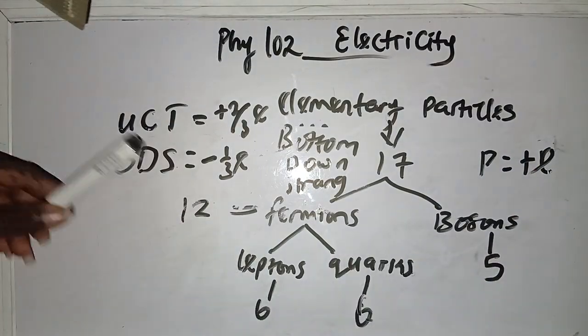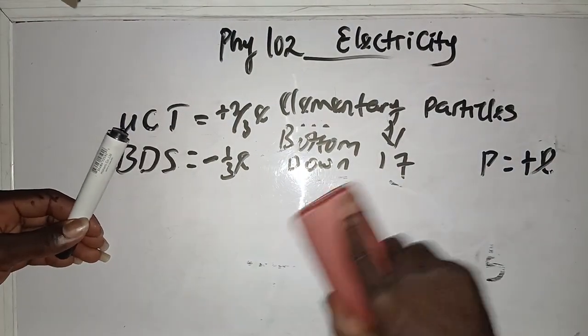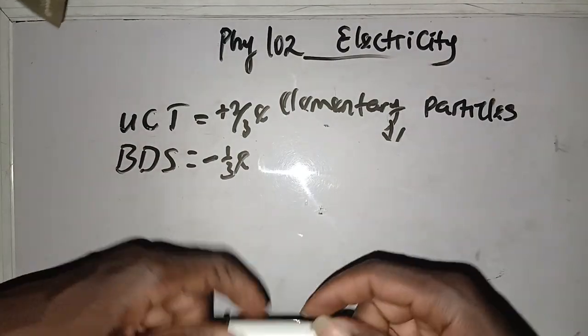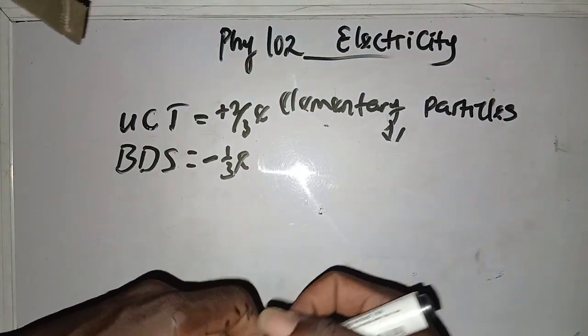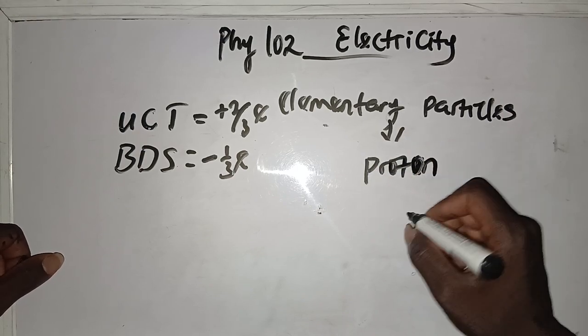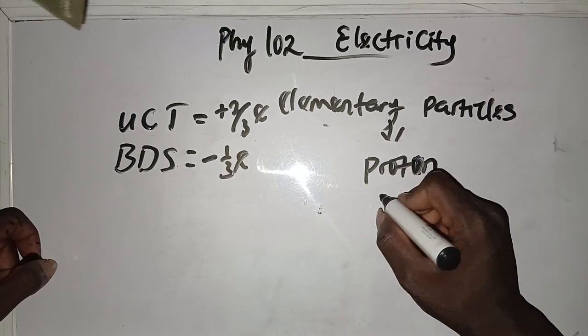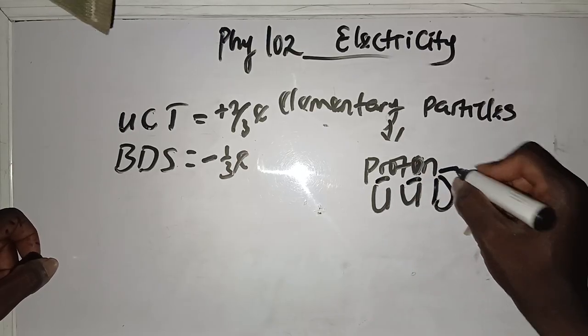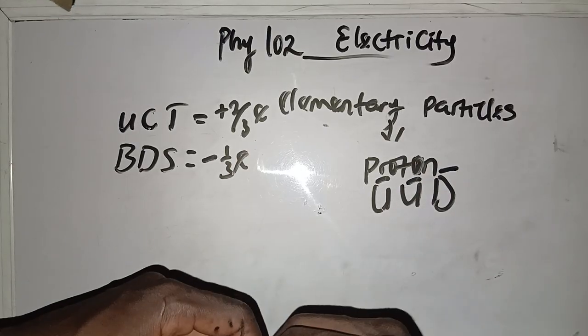Now proton. When Dalton was saying atom is indivisible, no, scientists later discovered that we can have proton, neutron, and electron in the atom that is divisible. But furthermore, proton is not just proton, it's also subdivided into three major quarks: the up and another up and a down quark. So we have UUD quarks inside a proton.